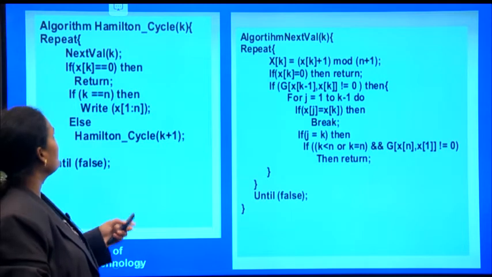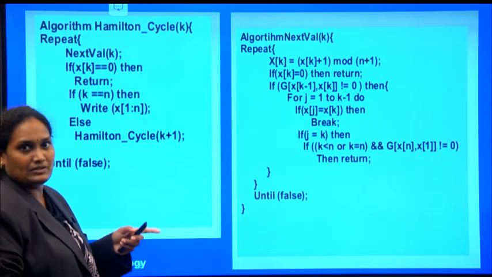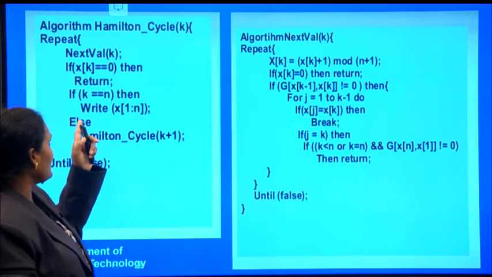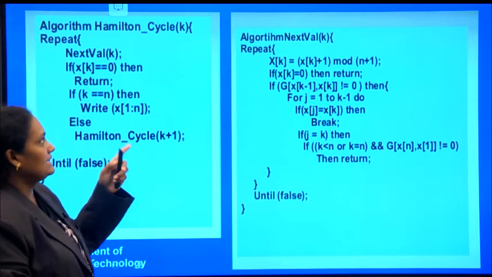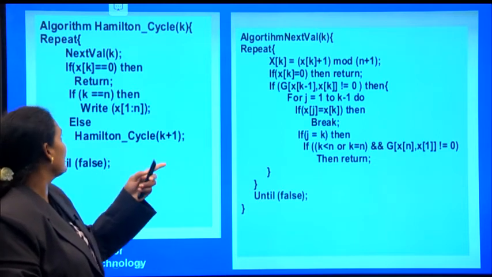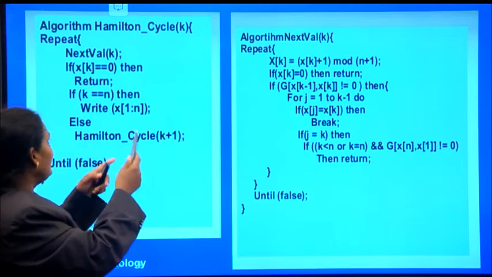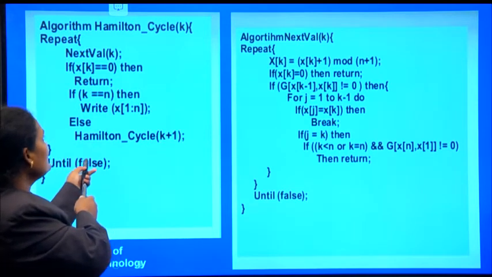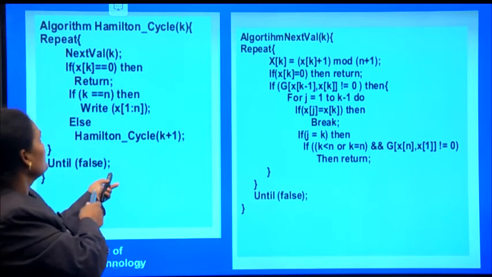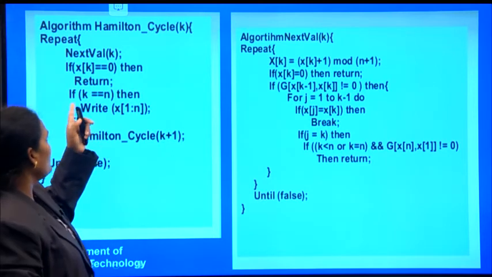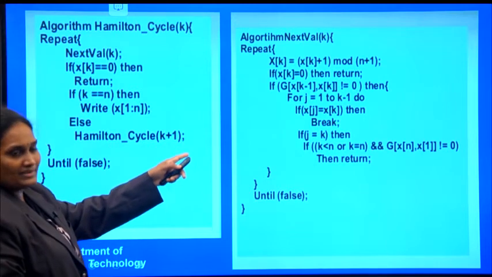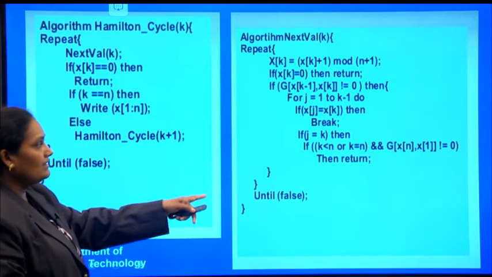Here, for our convenience, we represented the algorithm in two parts. The first part is Hamiltonian cycle of k and the other part is next value of k. This procedure, next value of k, is called in the Hamiltonian cycle. Now, let us see the procedure next value of k. It returns either true or false.